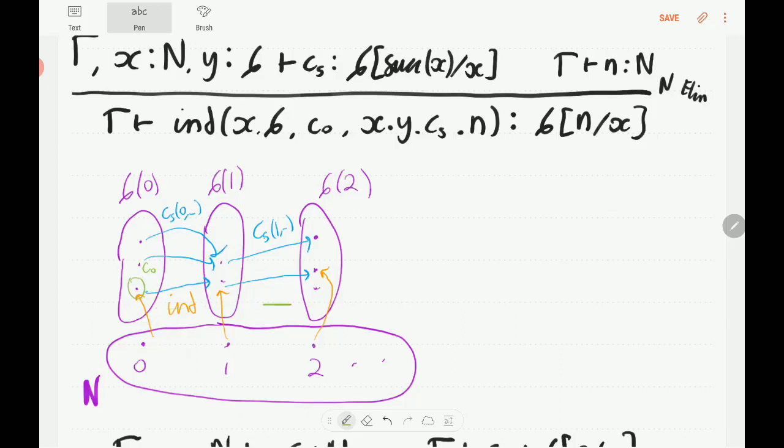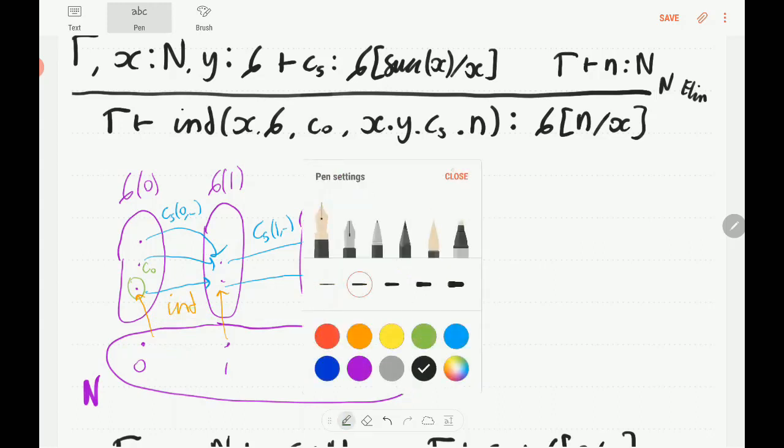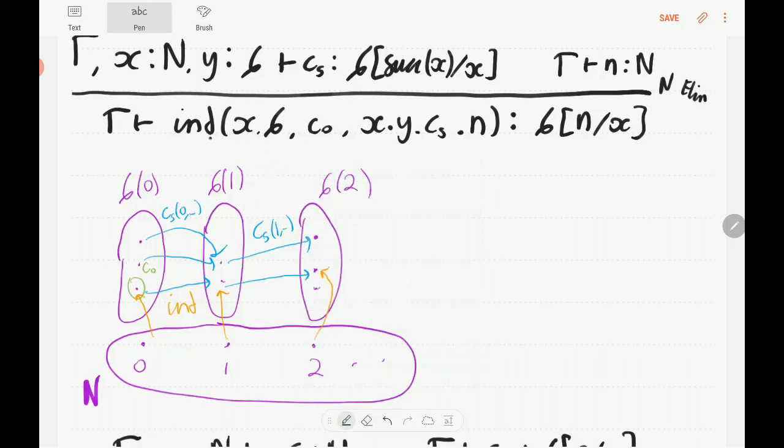And that gives us a sequence of values, a value in zeta zero, then a value in zeta one, a value in zeta two and so on. And that's what's tracked by this so-called induction value ind of n. This is the function from n to the zeta values.